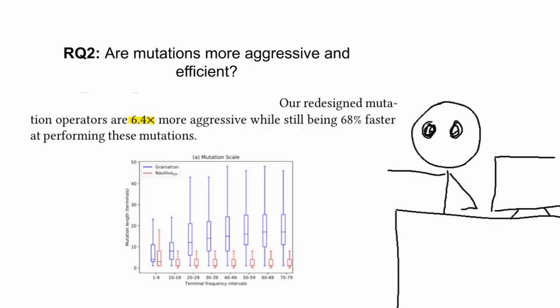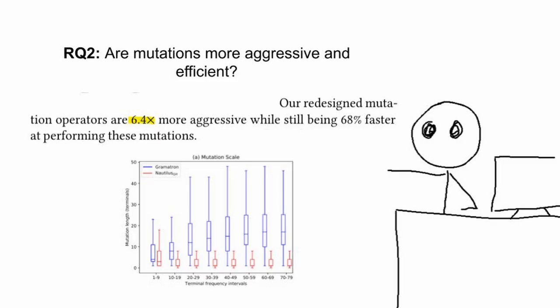Okay, now moving on to research question 2, are mutations more aggressive and efficient? In the paper, they state that our redesigned mutation operators are 6.4 times more aggressive, meaning that they're changing larger parts of the input, and this can also be seen in the graph below. You can see that the mutation lengths for Gramatron in blue are much, much greater than that of Nautilus, thus meaning more aggressive and deep mutations that end up being much longer.